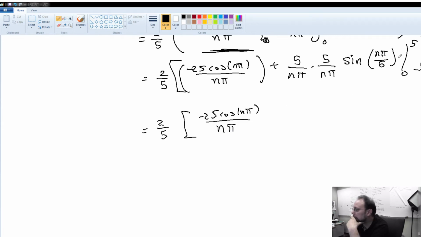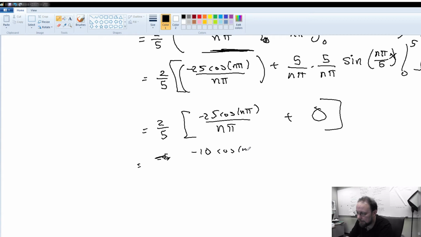Alright, so let's see. So here we got an x, and the argument is sine. And at the upper bound, when x is 5, we get sine of n pi, and again, sine of any integer multiple of pi is 0. And at the lower bound, we get sine of 0. So this whole term just goes away. 0 at both bounds. So there you go, we get negative 50. I'm sorry. Negative 10 cosine n pi over n pi.